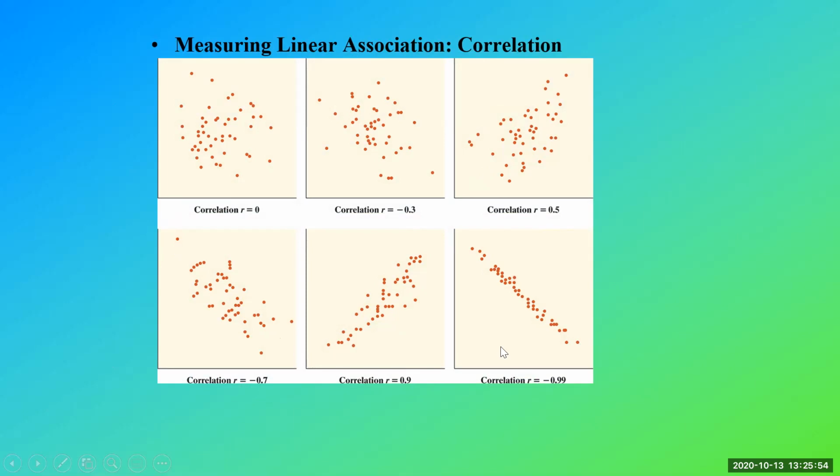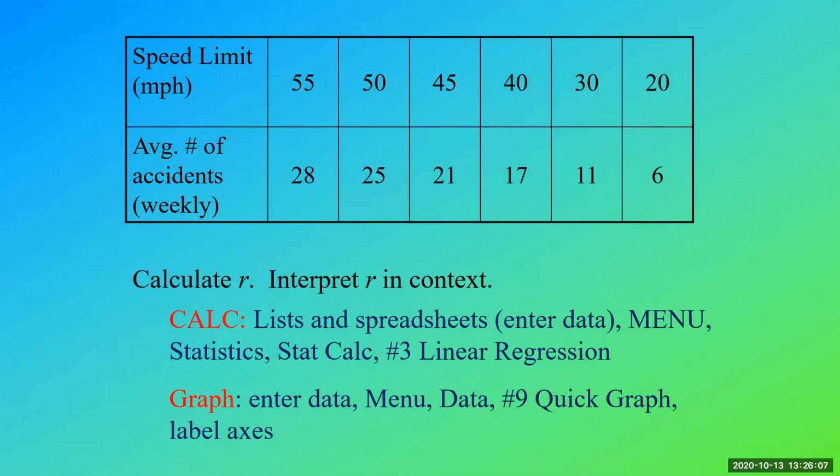Okay. With real world data, you're going to rarely find an R value of exactly +1 or exactly -1, but that doesn't mean it can't happen. Most often with real world data, it's probably not going to be a perfect line. So let's practice finding the R value, because again, we don't want to calculate all that by hand. Let's let the calculator do the work for us. So here we have data that is speed limit and average number of accidents. So let's pull back up that graphing calculator.